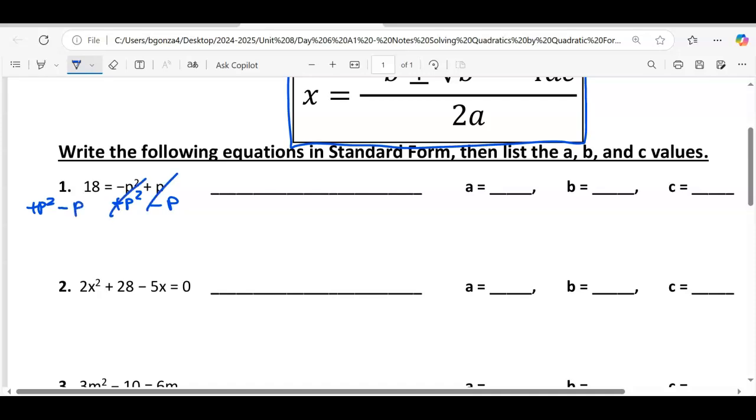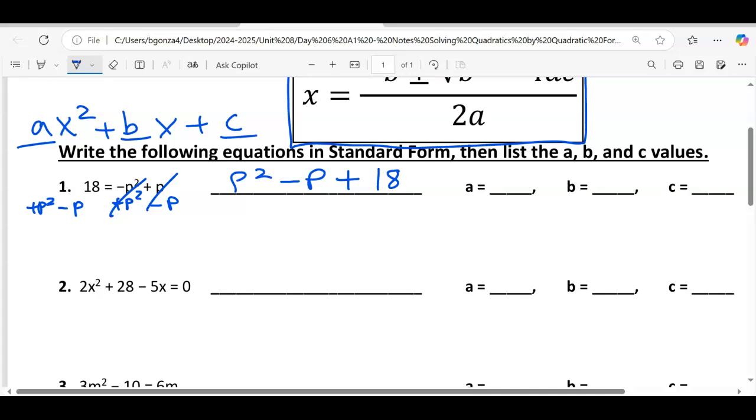These cancel. Now, I'm going to write it on this line over here, but I need to put it in order. So remember, standard form is always ax squared plus bx plus c. X squared goes first, or in this case, p squared goes first. And then the p term, minus p. And then the constant is 18, so plus 18. Cool. P squared minus p plus 18.